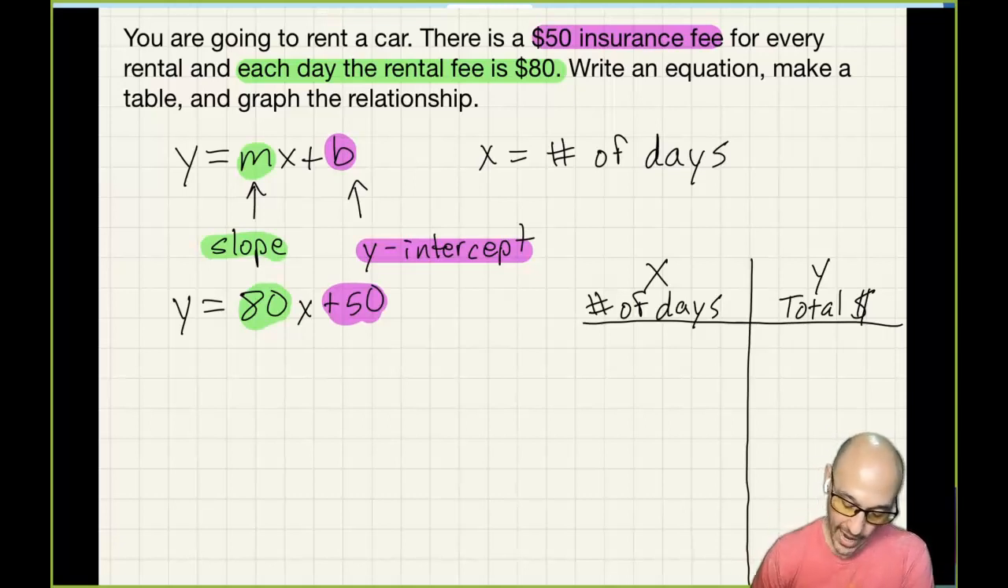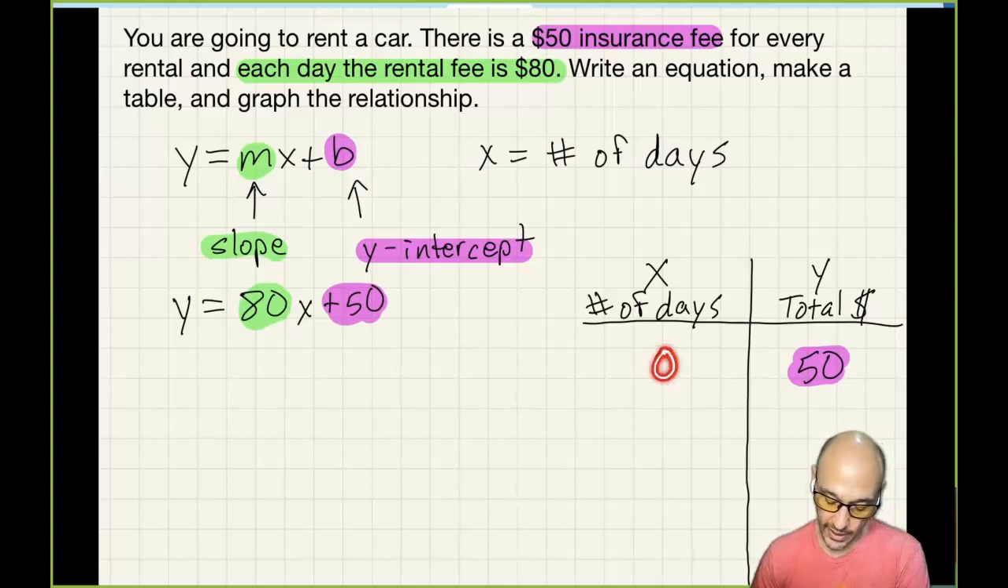So if we have 0 days, this sort of doesn't make sense. It's saying, hey, even if you rent it for 0 days, you're going to have to pay $50. That's the y-intercept. But that's the way that these kinds of problems work out, is that any fees associated with it will be the amount for day 0.